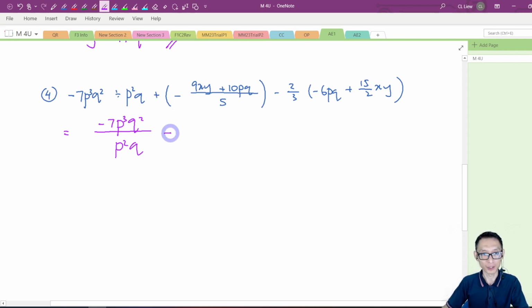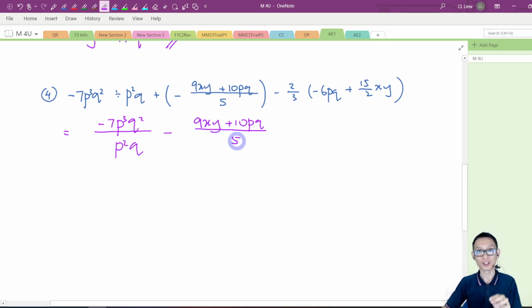Positive, negative becomes negative, and this whole thing I will just copy first. 9xy plus 10pq over 5. They are sharing the same denominator. Okay, so here I'm going to do expansion.